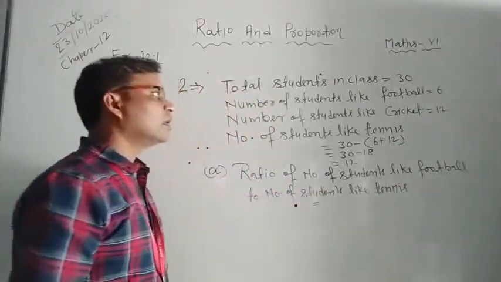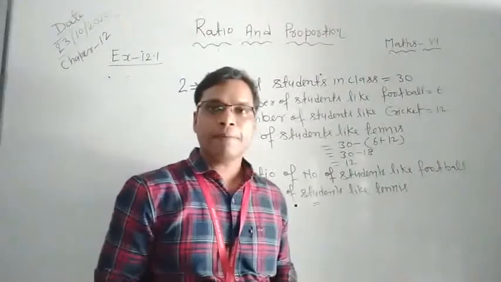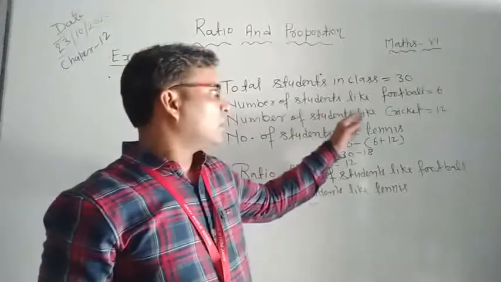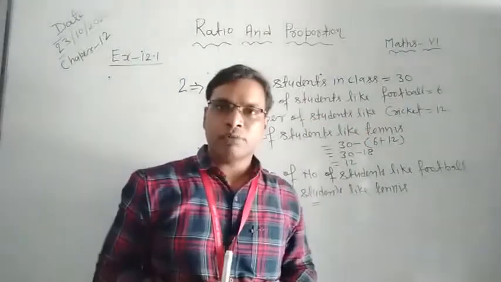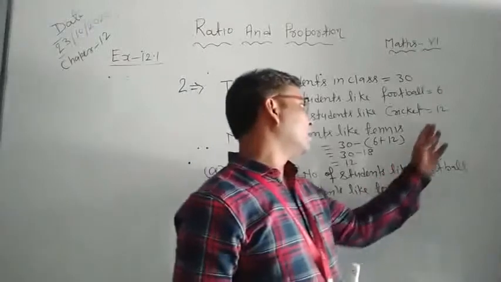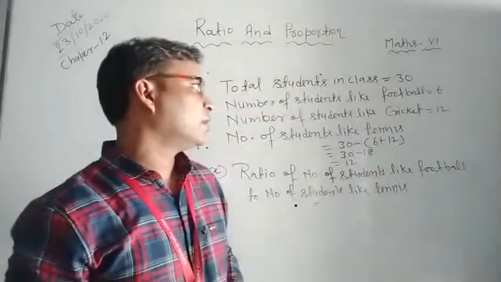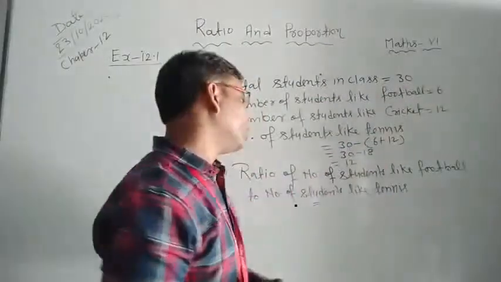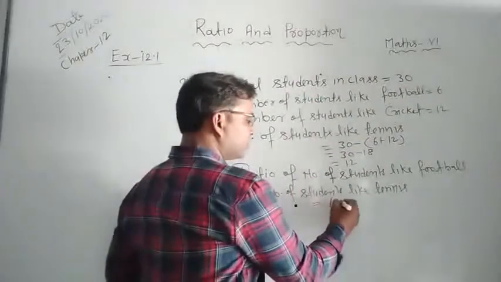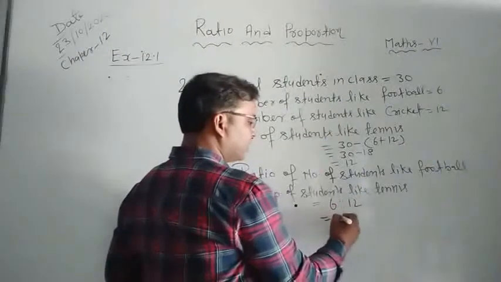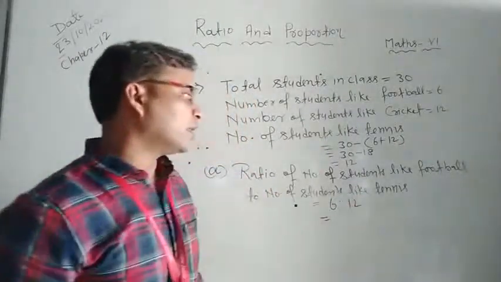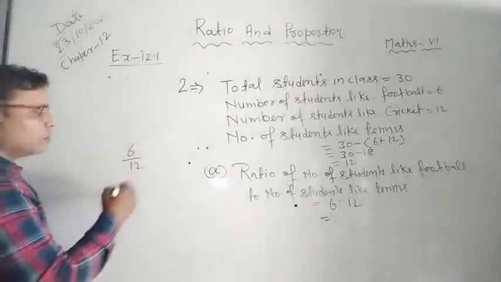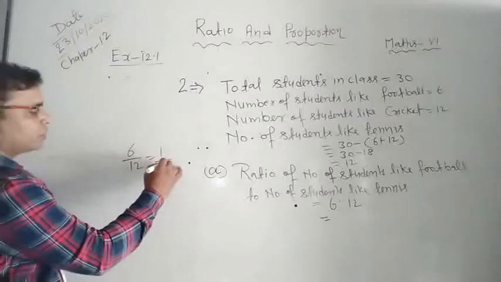So you can see how many students like football. 6 students like football and 12 students like tennis. So you can write here 6 ratio 12, or if you simplify it, you can write 6 by 12. This is equal to 6 1 is 6, 6 2 is 12.